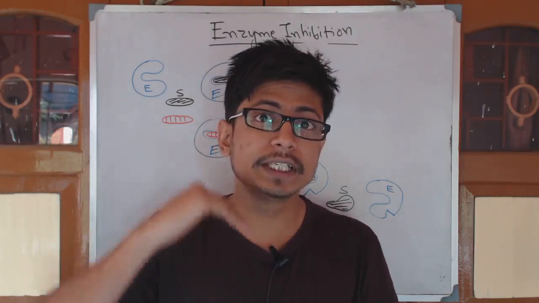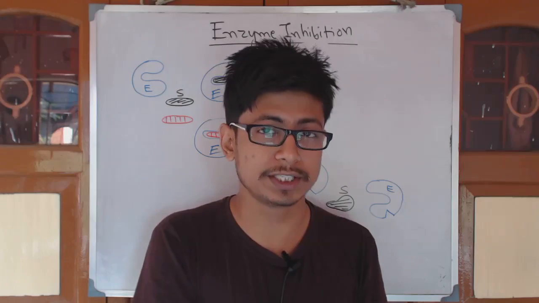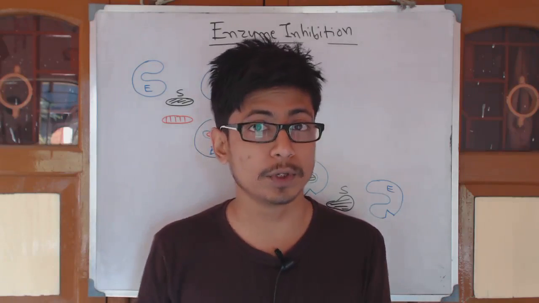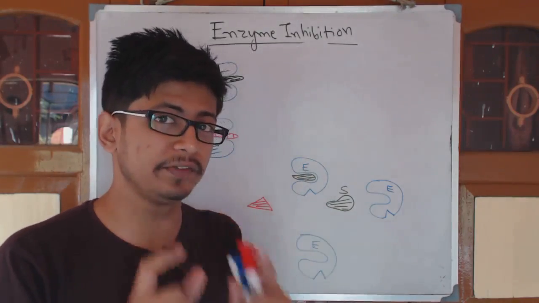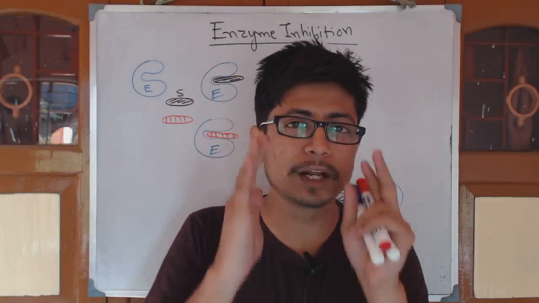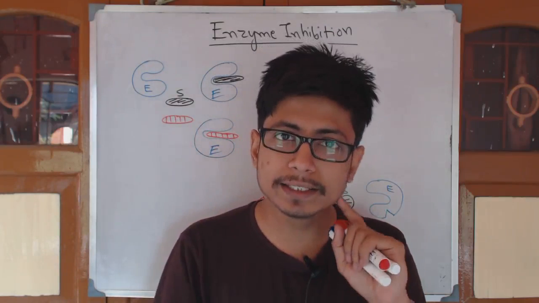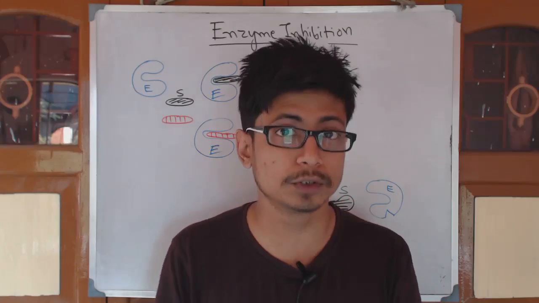Now, if the inhibitor concentration is more than the substrate concentration, in that case the inhibitor is going to bind to the enzyme and no product will be formed. Now, remember one thing, in competitive inhibition, the enzyme is in a position where it can only pair with either one of these, either the inhibitor or the substrate.